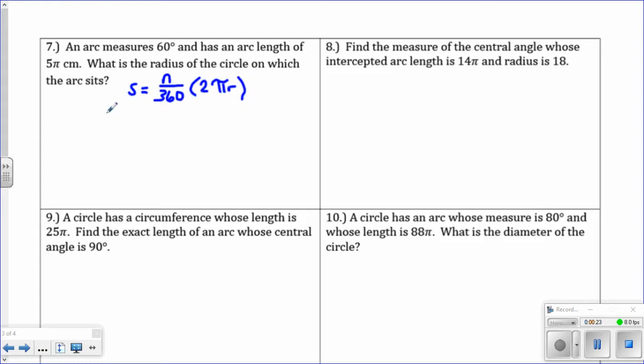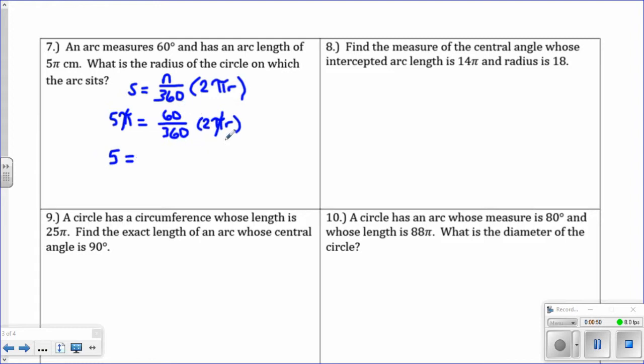It told you the arc length is 5 pi. The arc measures 60 degrees, and if you remember, a central angle is the same degrees as the intercepted arc, so that's why we can put 60 for the n. And we don't know the radius, so I'm going to leave the radius as r. First thing I do is, if you have pi on both sides of the equation, you can just cancel them out. And I'm just going to rewrite this, so I just have 5 on the left-hand side.